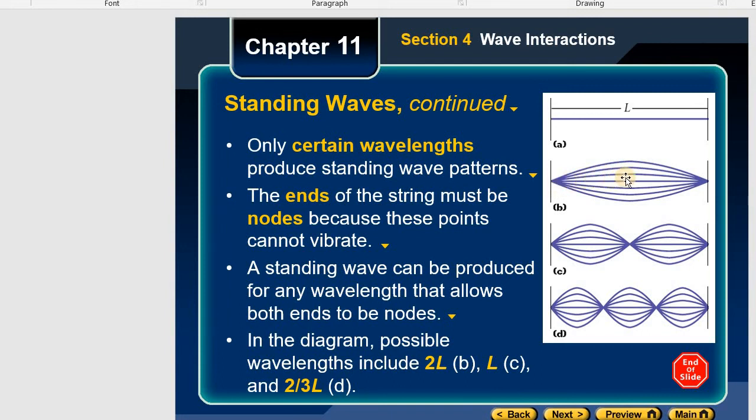In this plane, this is called the equilibrium position. Any point at the equilibrium position has no displacement. A node is a point on the equilibrium position, so a node does not have a displacement, so the displacement is zero at the node, and the antinode is the highest displacement, so the largest displacement is at the antinode.